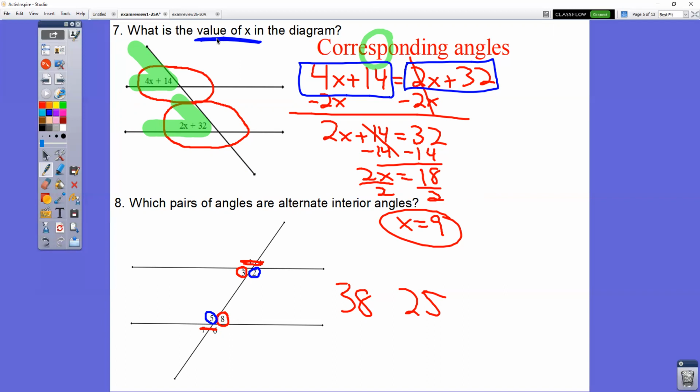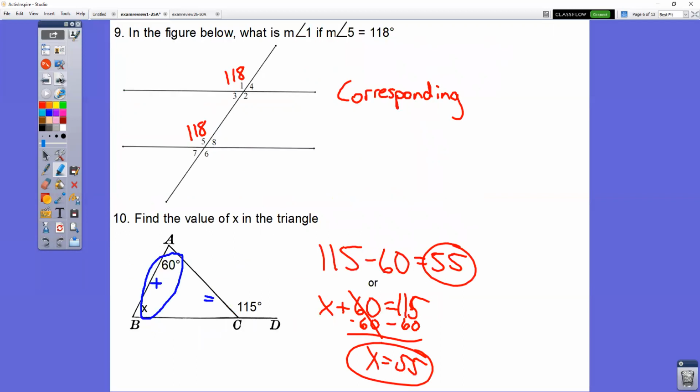In question number 8, which pair of angles are alternate interior? Alternate means opposite corners. Interior means inside the parallel lines. So we have parallel lines right here and right here. We're looking inside the parallel lines in opposite corners. So that would be like 2 and 5, 3 and 8.